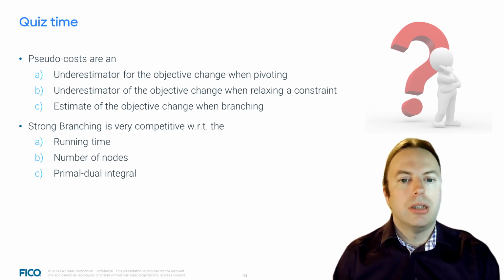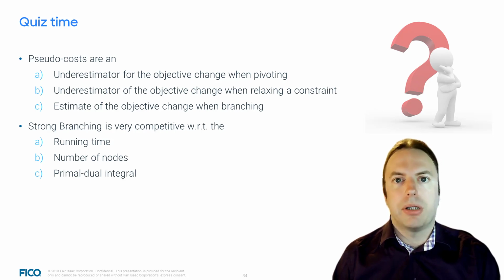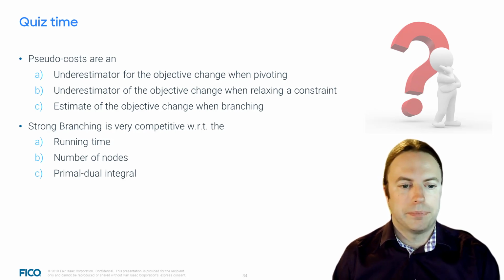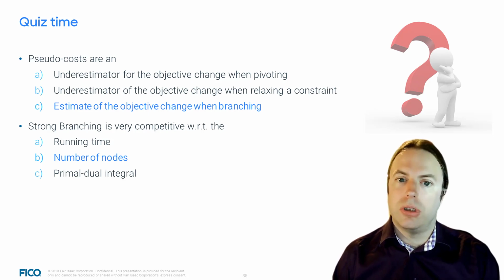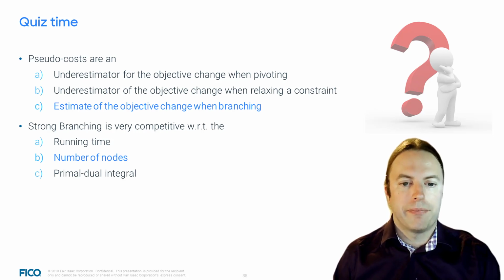Question number 2, strong branching is very competitive with respect to A, the running time, B, the number of nodes, or C, the primal and dual integral. Quickly think about the answers, and then we will continue with the solutions. So, here we go. First question, pseudo-costs are an estimate of the objective change when branching. And second question, strong branching is very competitive with respect to the number of nodes.